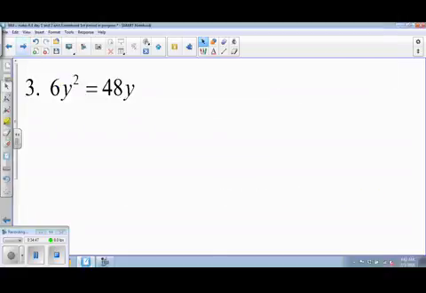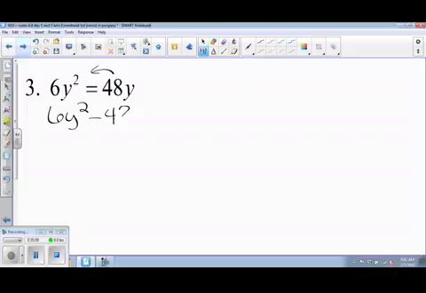Now, solve equations. We have to set it equal to 0, factor it, and then once you factor it, you set each factor equal to 0. Okay? And so in this example, before you begin, it has to be set equal to 0 to begin with. So that's 6y squared minus 48y equals 0. Now, if it has an equal sign in it, it wants you to solve it. If it doesn't have an equal sign in it, don't add one. Don't make one up. If it doesn't have an equal sign in it, you're just factoring it. But if it has an equal sign in it, you're solving.